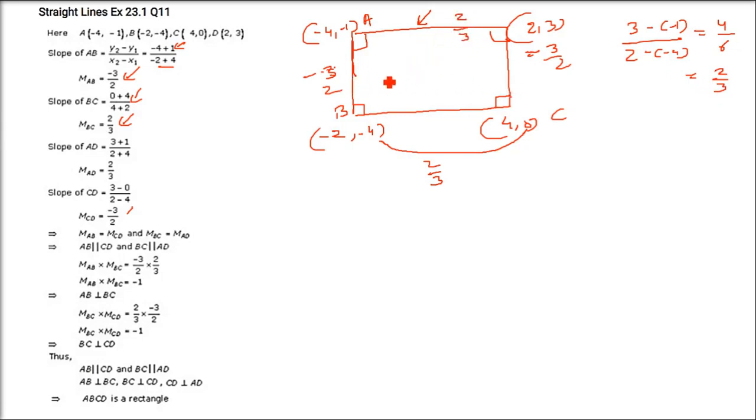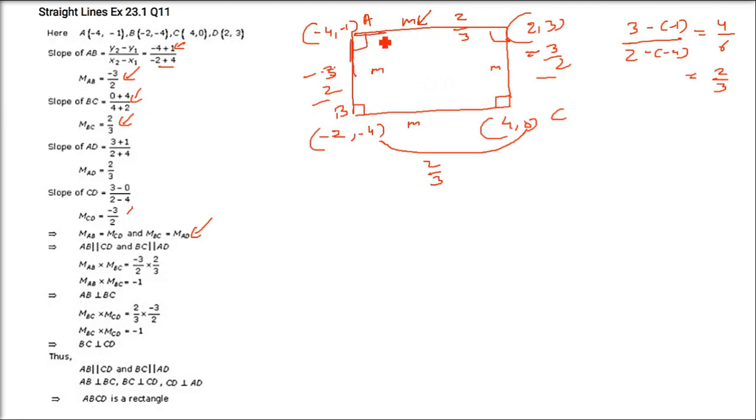Now the good thing is opposite sides are parallel. So the slopes are showing you the slopes are equal. This is the m of the opposite sides are equal. 2 by 3, 2 by 3, minus 3 by 2, minus 3 by 2. So these lines are parallel. This is the first condition we have seen. The first condition. Now the second condition is 90 degree.